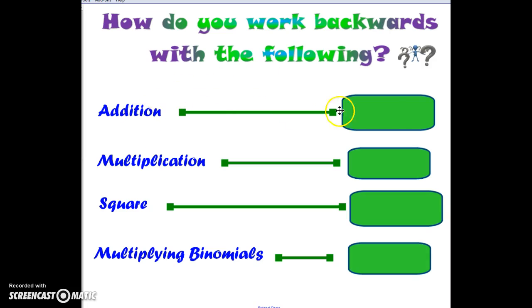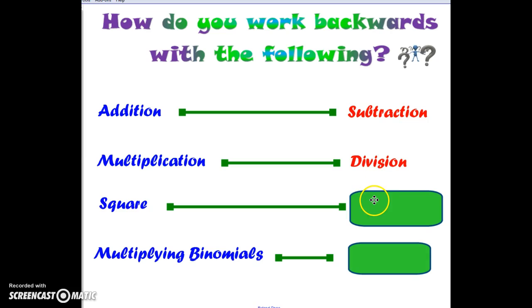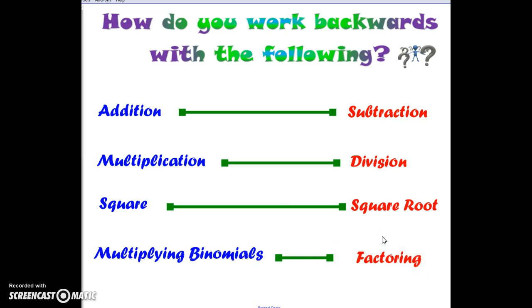So when we're talking about addition, the opposite of that is subtraction, or the backwards operation is subtraction. Multiplication and division go together. Squaring a number and square rooting a number go together, and so multiplying a binomial and factoring a binomial go together in the same sort of way as these other three relationships.